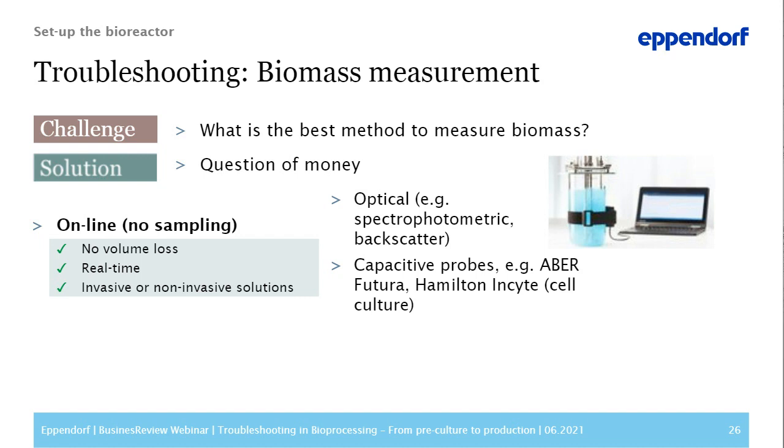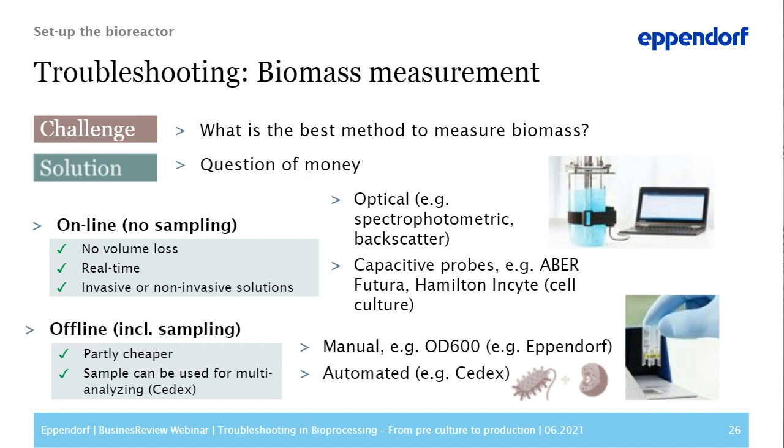So, for example, capacitance probes like Aber, Futura, or Hamilton Insight. The other option is to use offline methods. So like sampling from a reactor, which is basically retrieving a sample from the vessel and then using offline cell counters like CDEX Bio or Viscous to give you the biomass readings. So this method is much cheaper compared to an online or inline sensor.